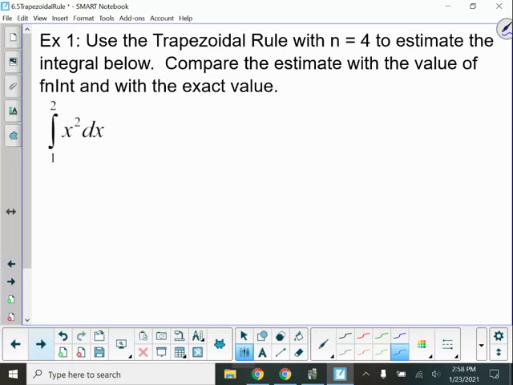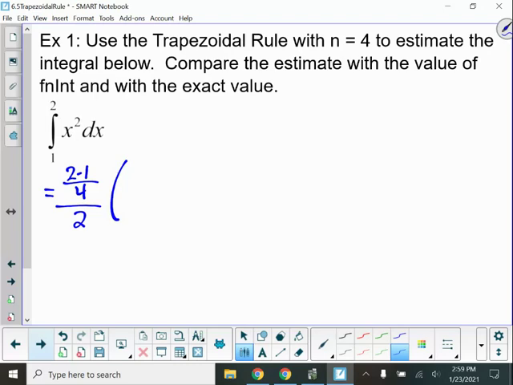So example 1, we're going to use the trapezoidal rule. It says n is equal to 4 to estimate the integral below, and then compare the estimates with the value of fn, so that's using the calculator, and with the exact value. So if n is equal to 4, and again this is using the trapezoidal rule, it's b minus a over n, so 2 minus 1 over 4, and then that whole thing divided by 2, of, and then I have to do my values.